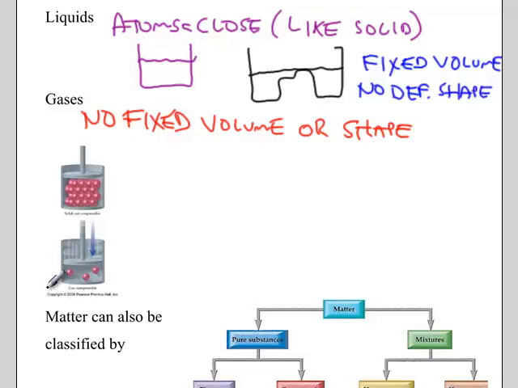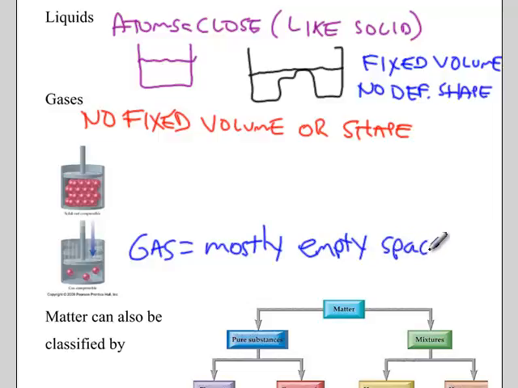Here you can see a picture that shows a microscopic representation of a gas inside a cylinder. A gas can be compressed, just like a balloon can be compressed, because a gas is mostly empty space. Unlike the solid and the liquid where the atoms are very close together, the particles, the atoms or the molecules that make up the gas are much farther apart.